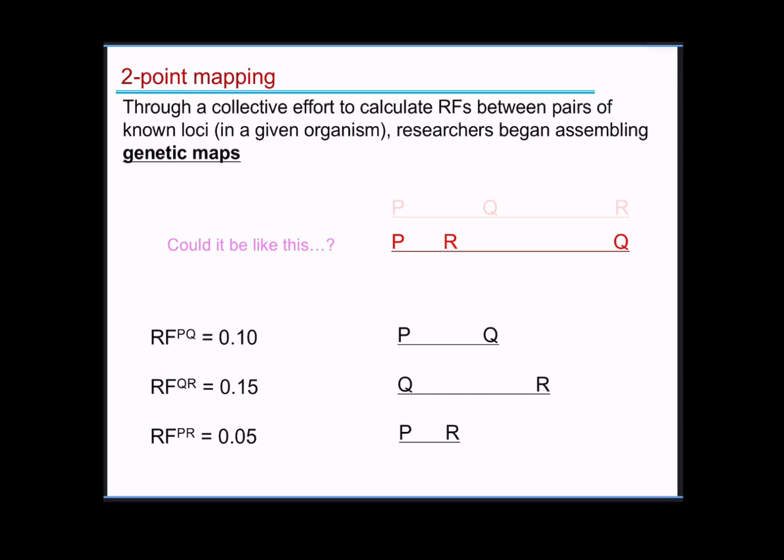Could it be this map? Well, let's see. P and R, 5, so that checks, they're close. Q and R, 15. So the distance between P and Q should be 20. Is it? Nope.